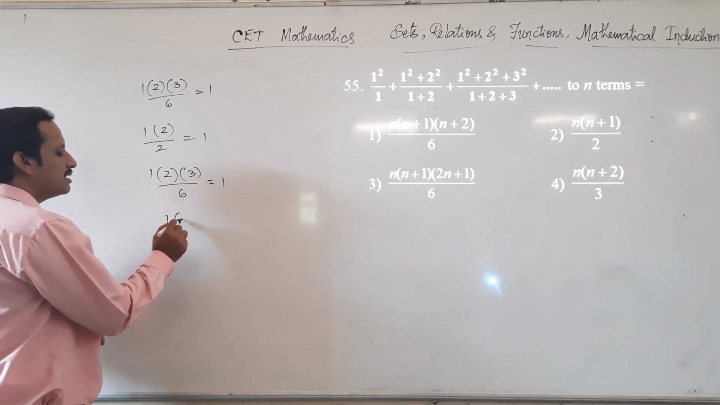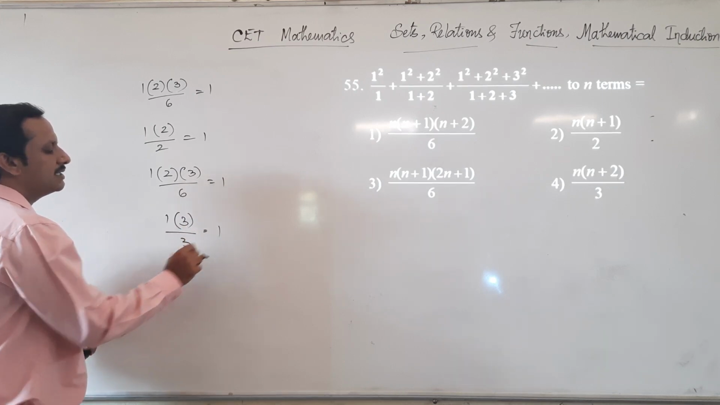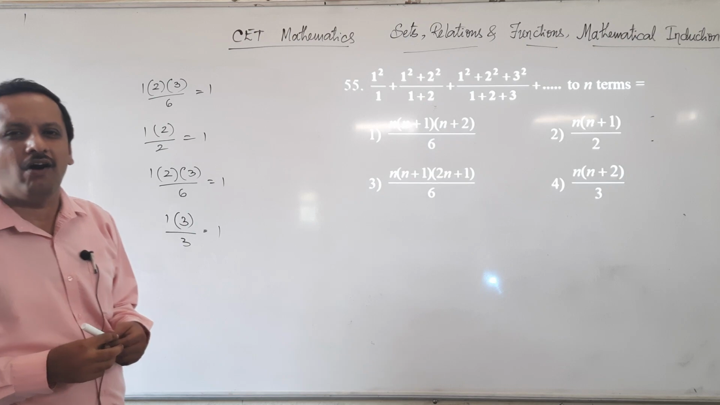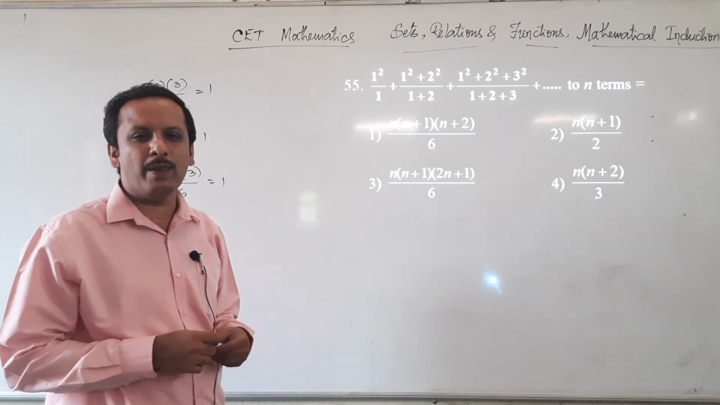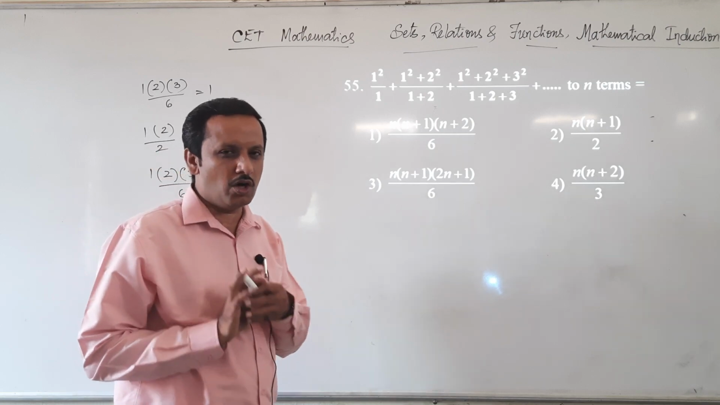And the fourth option, if I substitute 1 into 1 plus 2, 3 by 3, that's also equal. Unfortunately, all 4 options will satisfy. Okay, then what to do? Then put n equal to 2. When you put n equal to 2, observe here.